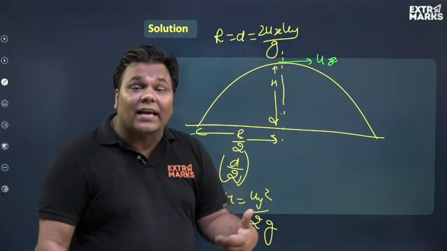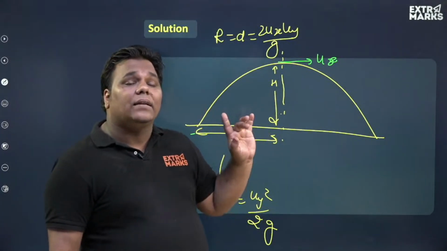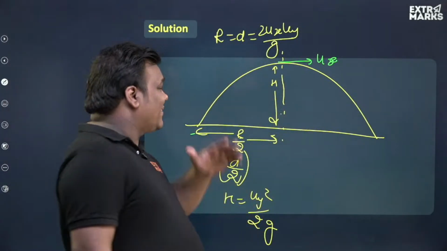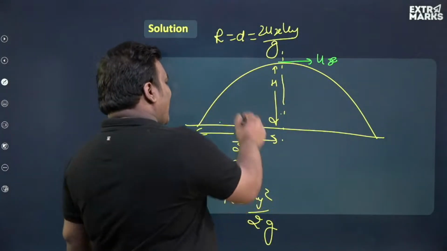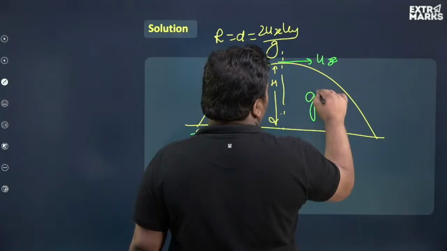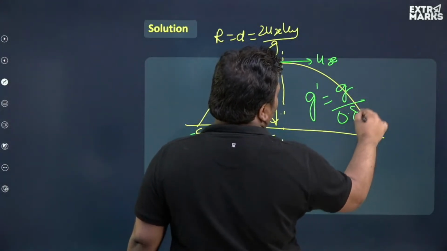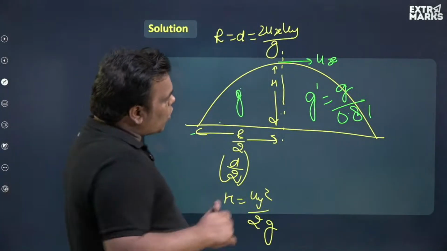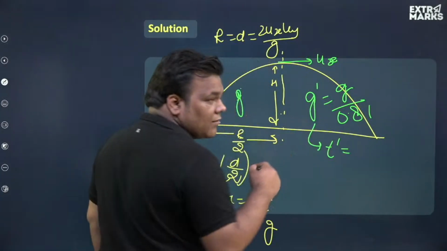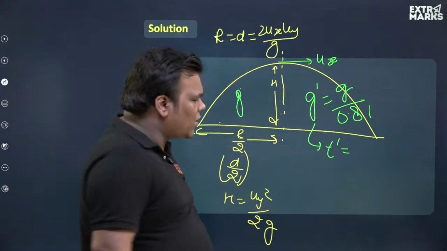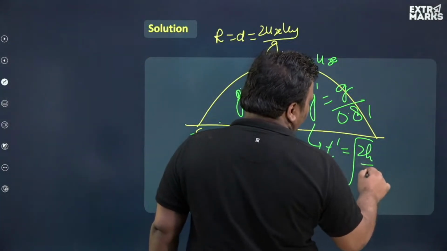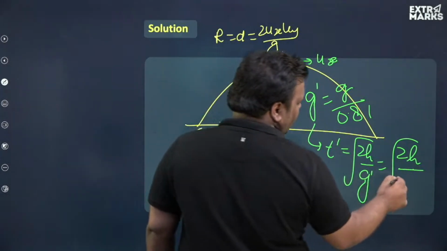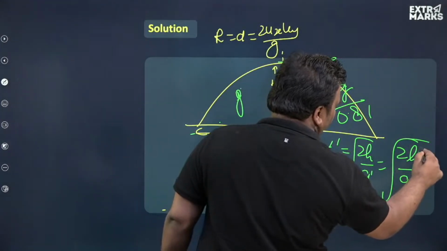Yes, the path is symmetric, but to say the time is the same, what we need to assure is that gravity must be the same. But here we have a gravity g, there we have a gravity g dash, which is g divided by 0.81. So, what is the time taken by the projectile to travel from a height h to the ground? I think you know that it is square root of 2h by g dash, 2h divided by, what is g dash? g dash is g multiplied by 0.81.